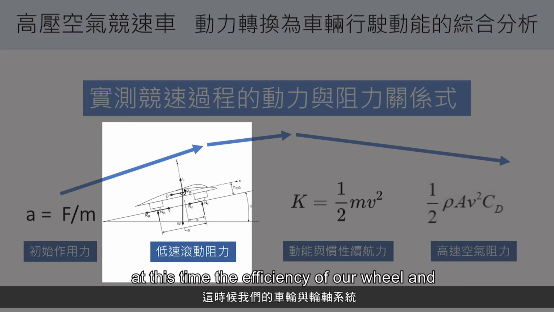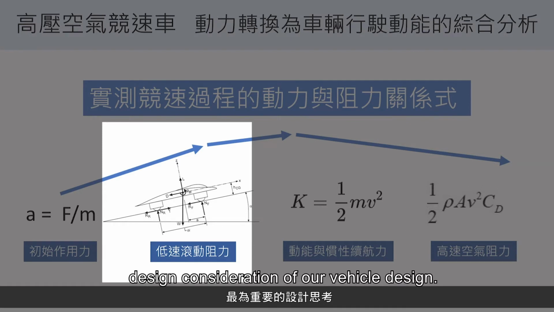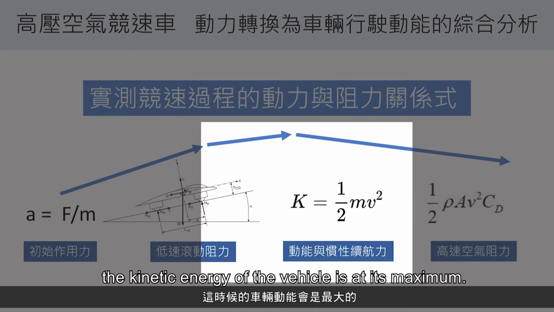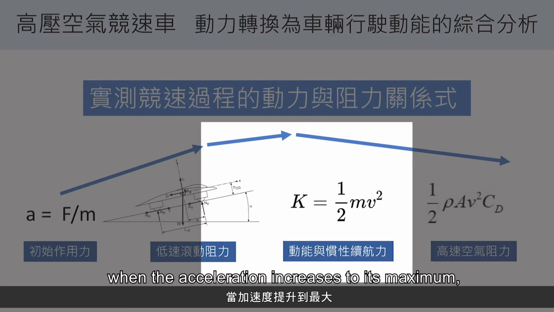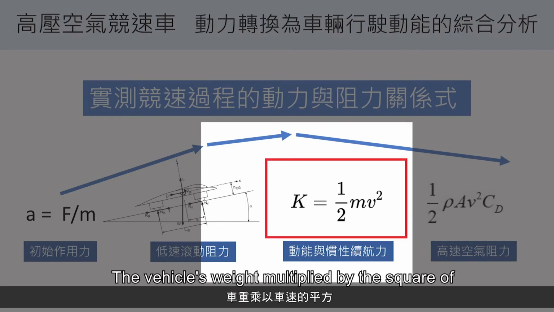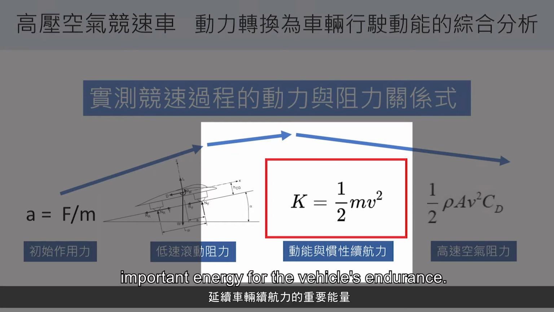At this time, the efficiency of our wheel and axle system in operation will be the most important design consideration of our vehicle design. When the acceleration reaches its maximum value, the kinetic energy of the vehicle is at its maximum. According to the physics formula, K equals m times v squared divided by 2, when the acceleration increases to its maximum, the vehicle's velocity is also at its peak. The vehicle's weight multiplied by the square of vehicle speed will be an important energy for the vehicle's endurance.